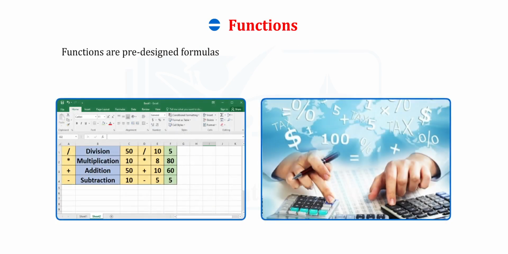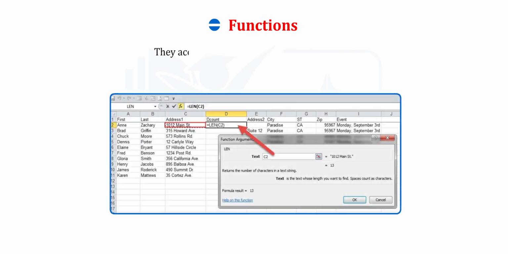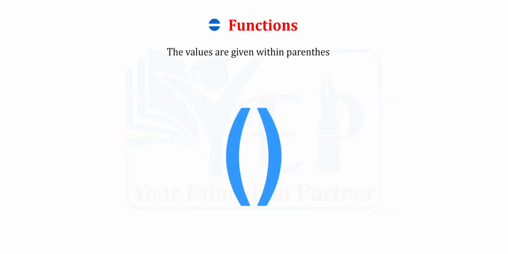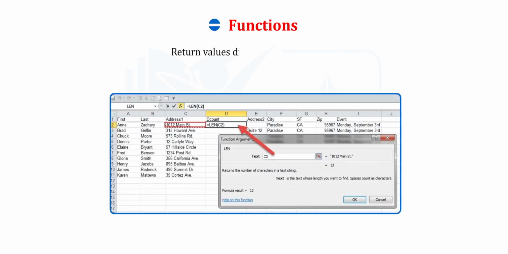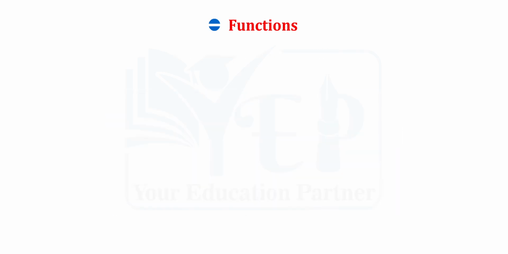Now we will talk about functions. Functions are pre-designed formulas in Excel to perform simple and complex calculations. Functions eliminate the chance to write incorrect formulas. They accept arguments and return values. Arguments are inputs to functions which accept values as numbers or text, etc. The values are given within parentheses. Return values display the function output.